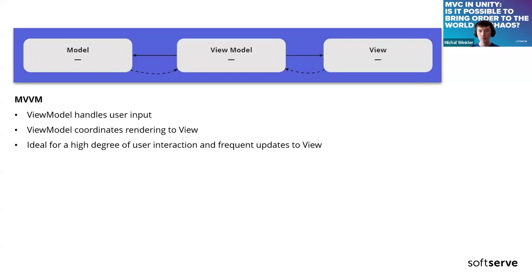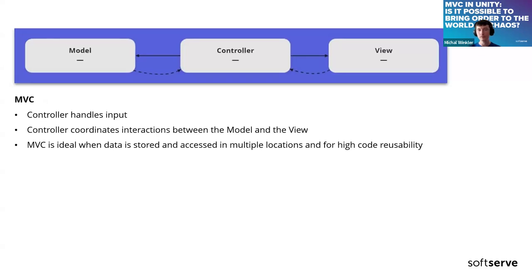The Model View View Model is quite similar. It's separated into three concerns, or three areas of code. And here, the view model sits in the middle. The view model handles the input and coordinates the rendering with the view. And it's also ideal when there's user interaction and frequent updates to the view.